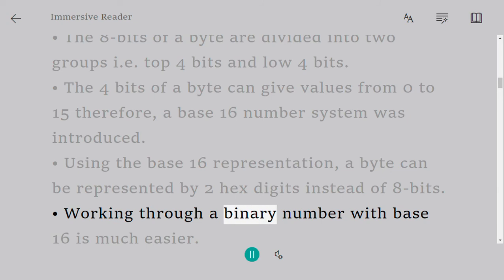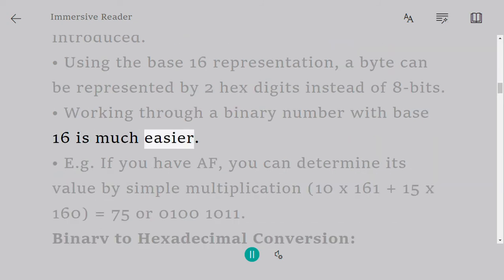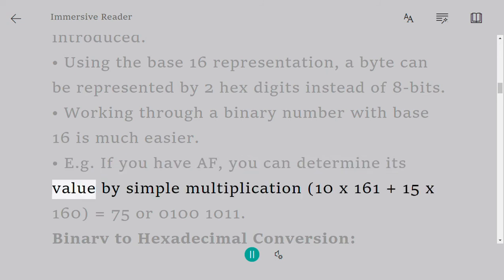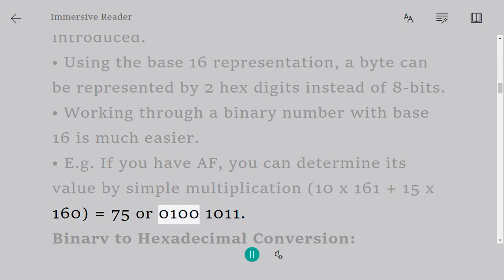Working with a binary number in base 16 is much easier. For example, if you have AF, you can determine its value by simple multiplication: 10 times 16^1 plus 15 times 16^0 equals 175, or 10101111.